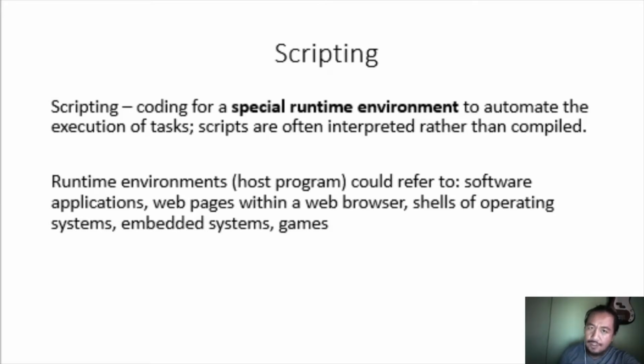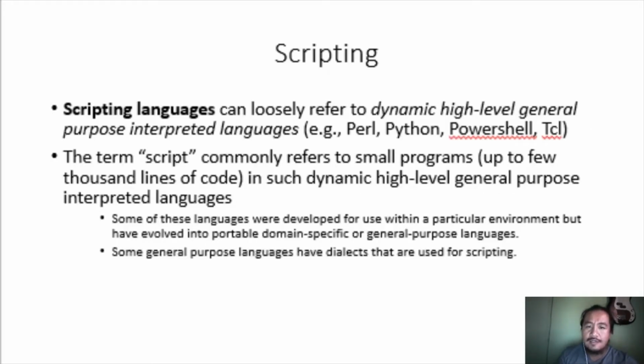Hence, a scripting language is viewed as a domain-specific language for a particular environment. In the case of extending applications via scripts, the language used is also known as an extension language. Sometimes, scripting languages are considered as very high-level programming languages, as they operate at a high level of abstraction. Moreover, some scripting languages are referred to as control languages, particularly job control languages on mainframes. Scripting languages can loosely refer to dynamic, high-level, general-purpose, interpreted languages.